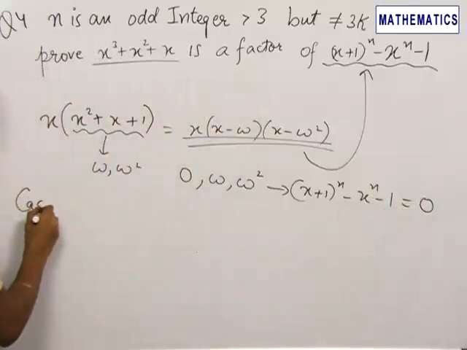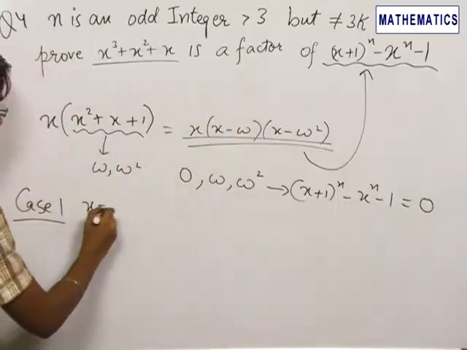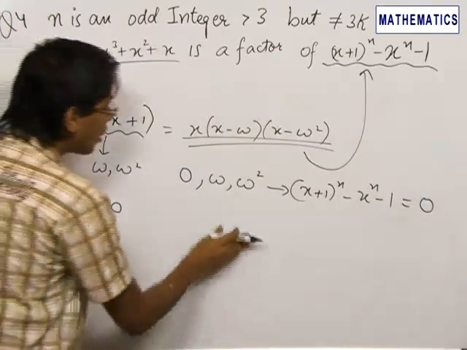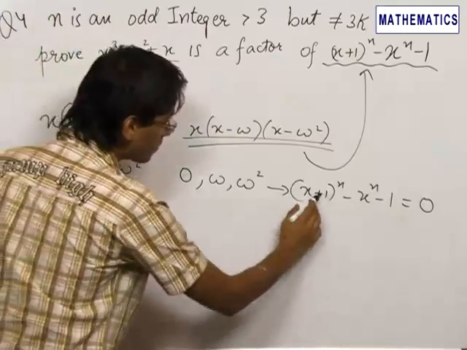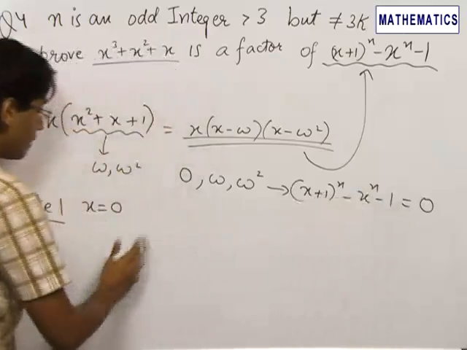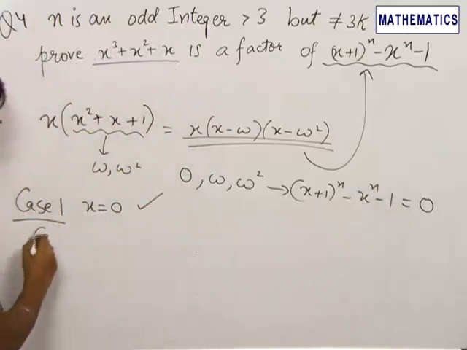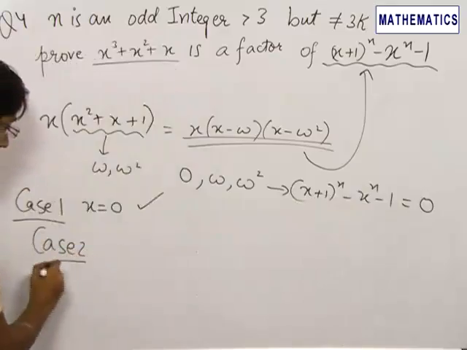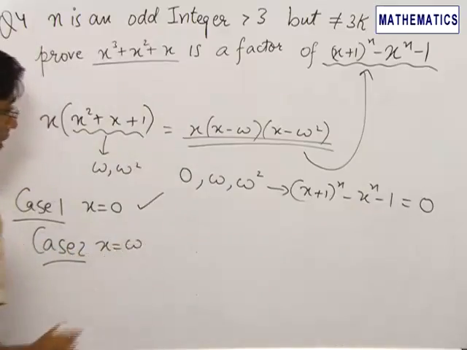So case 1, x equals 0. Very clearly, on putting x equals 0, this becomes 1 minus 1, which is equal to 0. So this definitely satisfies.